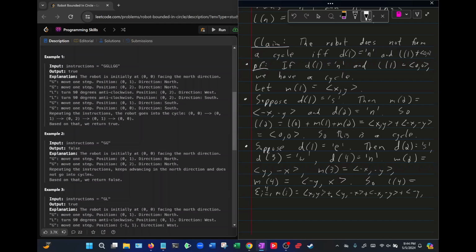Then we had minus y x. Then this x cancels with this minus x, this y cancels with this minus y, this minus x cancels with this x. We get the origin. Okay, so after 4 iterations through the instructions, we have d4 equals n and L4 equals the origin. So this is a cycle.